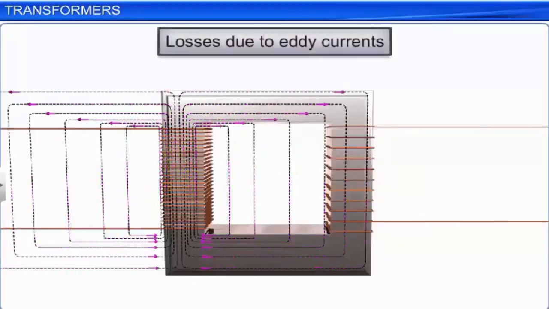Due to changing magnetic flux in conductors, induced currents, known as eddy currents, are produced in them. The alternating magnetic flux induces eddy currents in the iron core. The eddy current in these closed loops results in generation of heat and loss of energy. This effect can be reduced by having a laminated core.